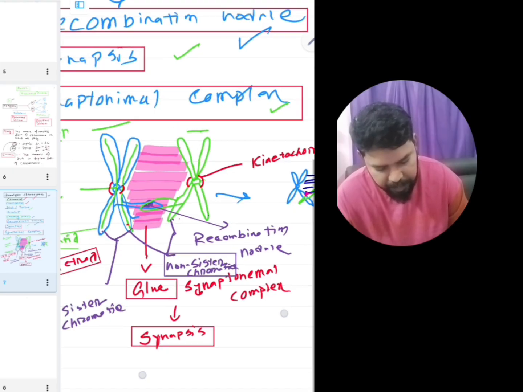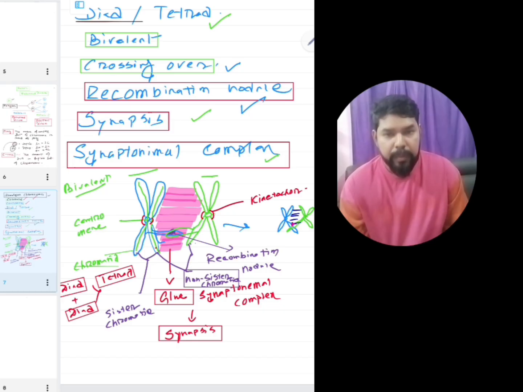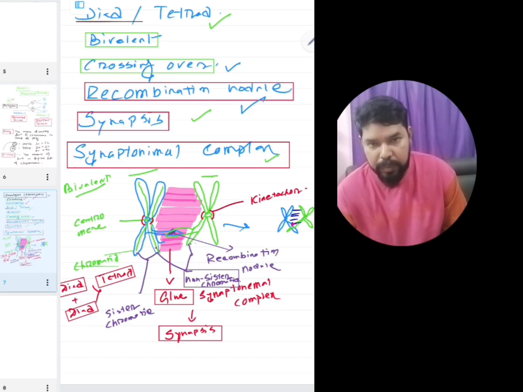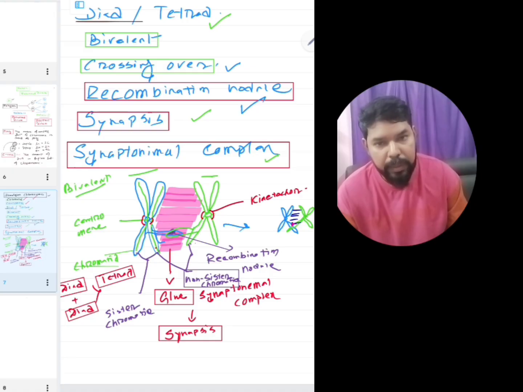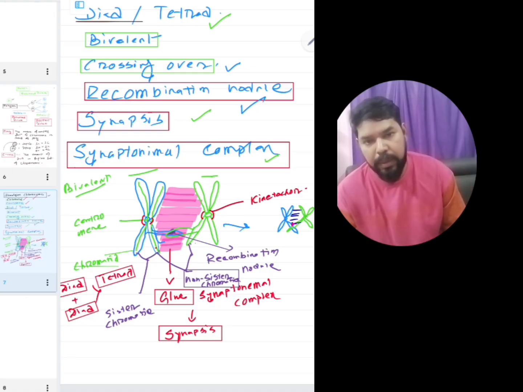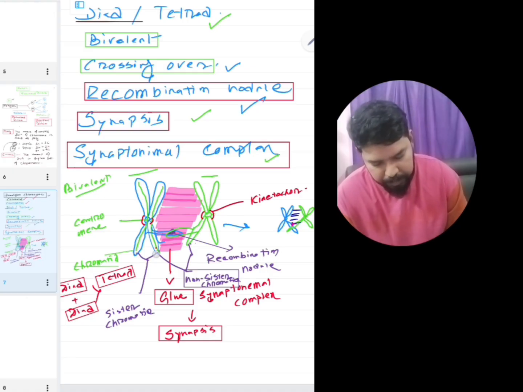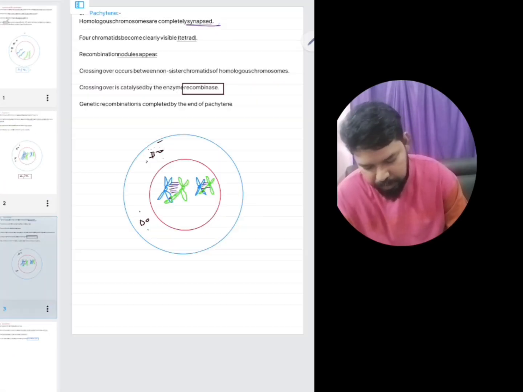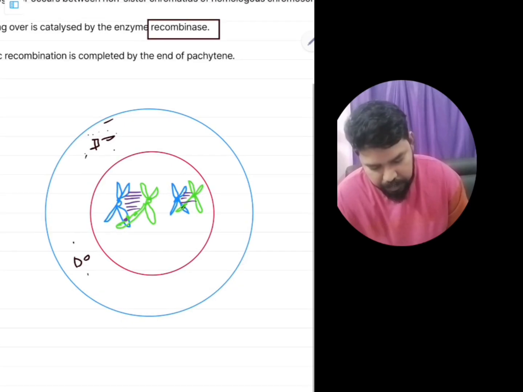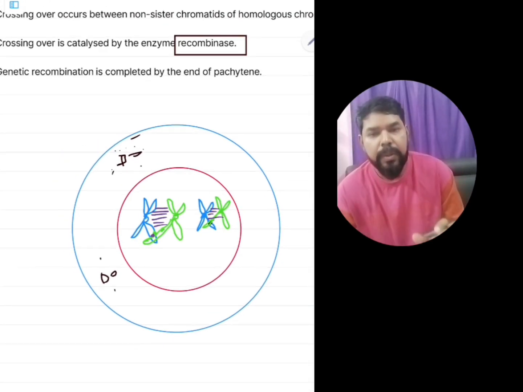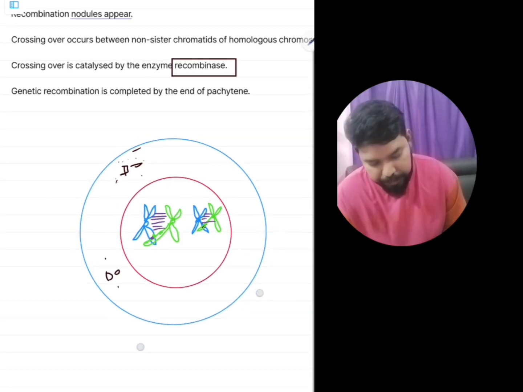Okay. So non-sister chromatids will be from the homologous chromosome, not from the same chromosome. The same chromosome has sister chromatids, and non-sister chromatids are the chromatids of the other chromosome of the homologous pair. So you have seen these are sister chromatids, these are also sister chromatids, but if you combine these two, they are called non-sister chromatids. So non-sister chromatids will be fused, and crossing over will take place between the two non-sister chromatids.